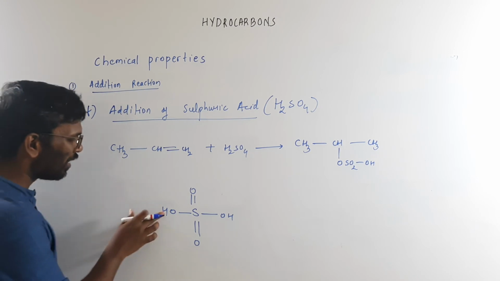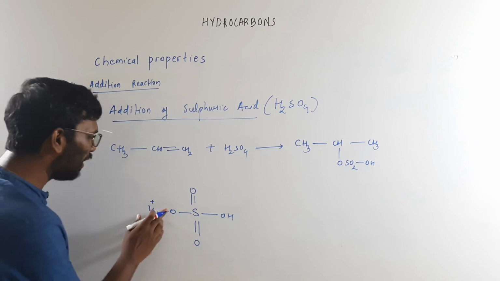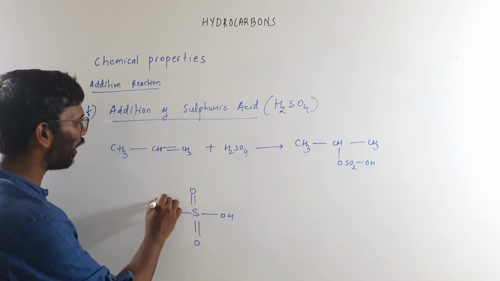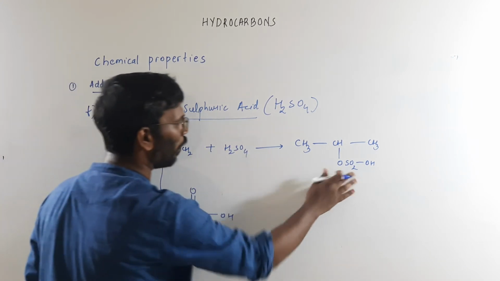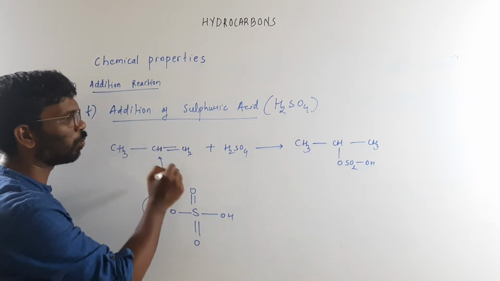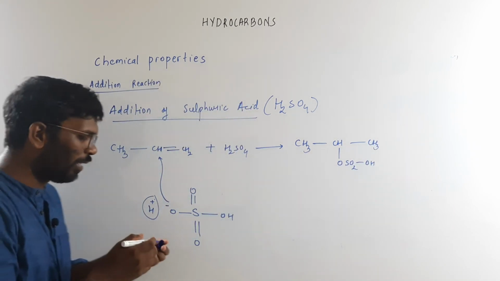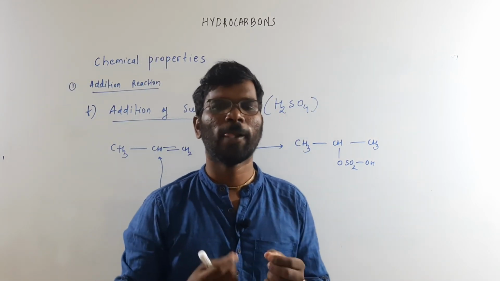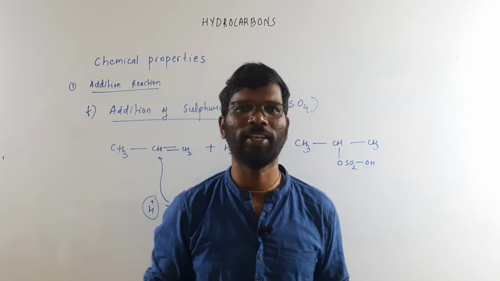If you remove this, this could be a positive part and this is the negative part. So this negative part is going and adding over here, which means in the product you are getting O, SO2, OH. And this hydrogen is going and getting added on the other carbon. That's why this CH2 changes to CH3. In the addition of water, addition of sulfuric acid, addition of HBr, you have to identify the negative part of the adding species, and that's how the reaction can be solved very easily.